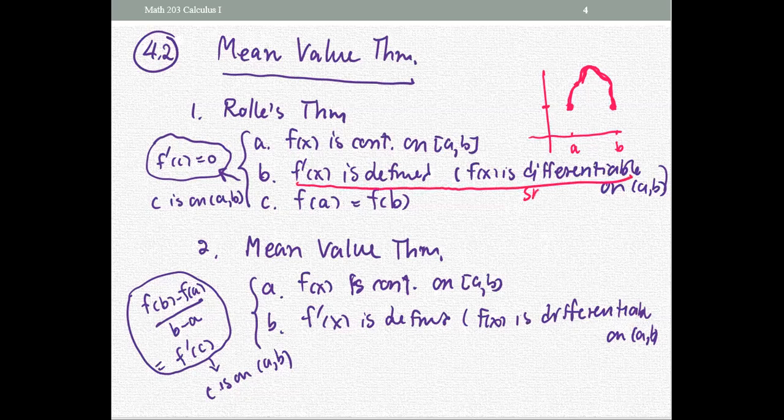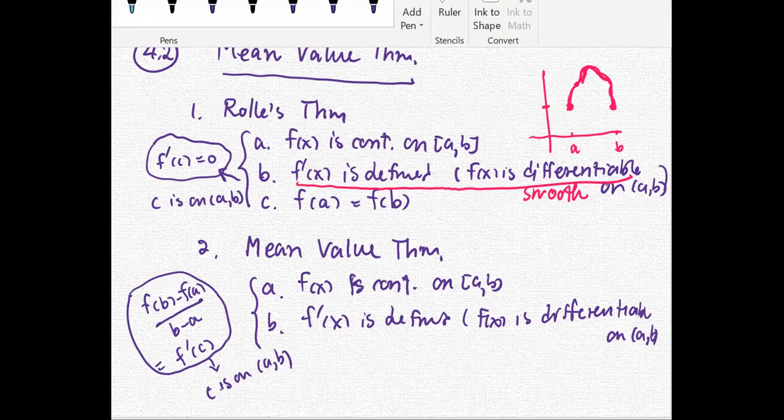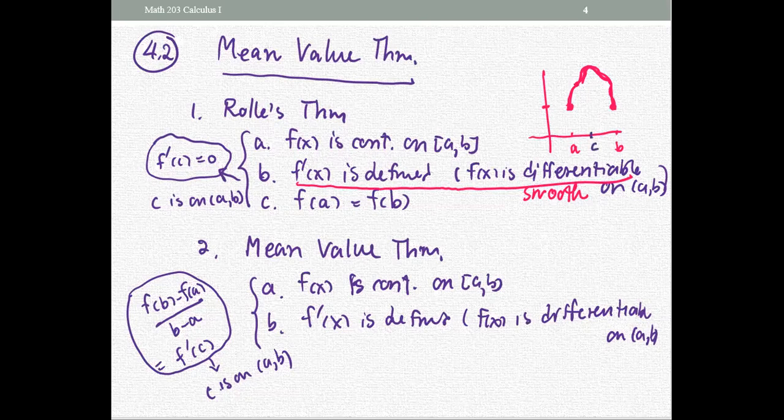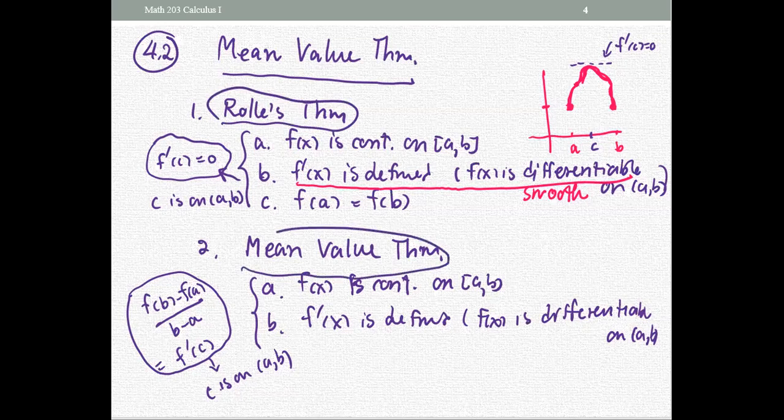So this tells you about the property of the graph: it is smooth between A and B. So there is a point C in between that has slope 0. Right here, f prime at C equals 0. There could be more than one point C, as long as the slope is 0 and C is somewhere between A and B. We don't count point A, we don't count point B. It has to be in between. So this is the summary of Rolle's theorem.